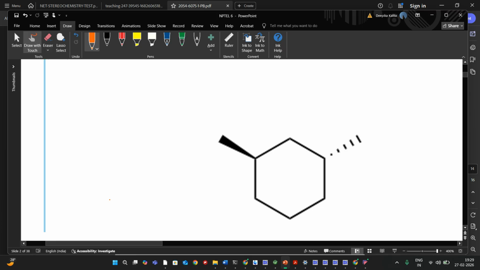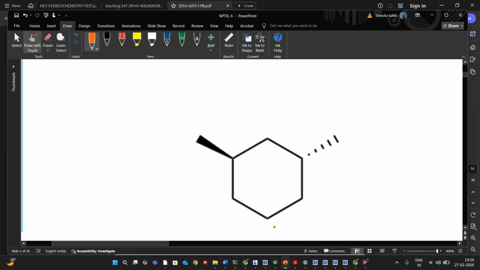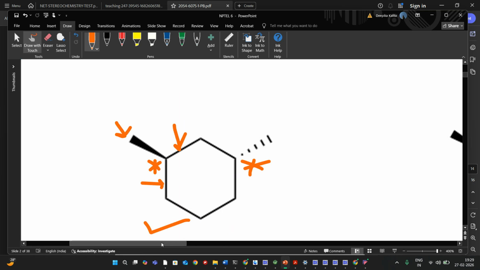Again, the next molecule is also not having a plane of symmetry, hence this molecule will also be a chiral molecule and these two will be the asymmetric centers present in this molecule because this and this methyl and another hydrogen, these are the 4 different groups present at the carbon center.